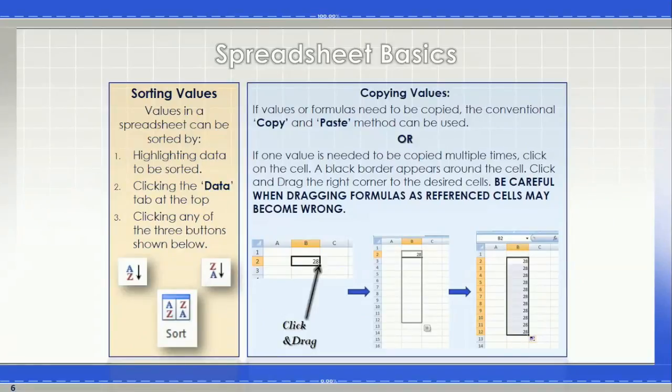Cells and values within cells can be copied by using the copy-paste method you probably already use in Word documents. Or you can click on the right corner of a selected cell and drag it down the desired amount of cells. Remember, be careful when using this drag method if formulas reference one or more of the cells.